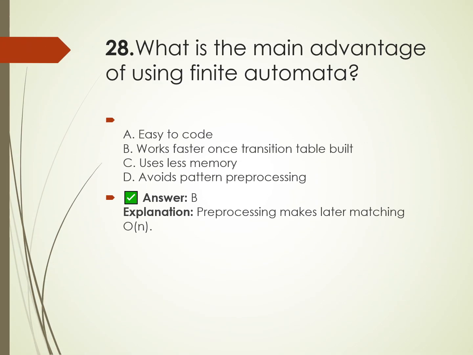What is the main advantage of using a finite automaton? A. Easy to code. B. Works faster once the transition table is built. C. Uses less memory. D. Avoids pattern preprocessing. Correct answer is B. Preprocessing makes later matching O of n.